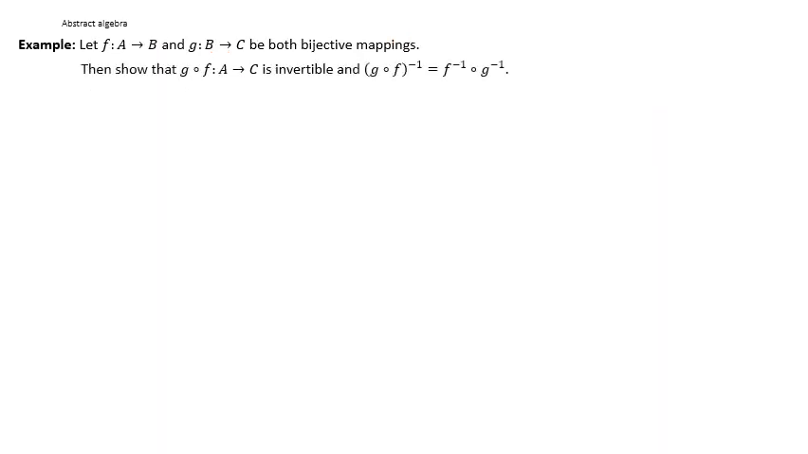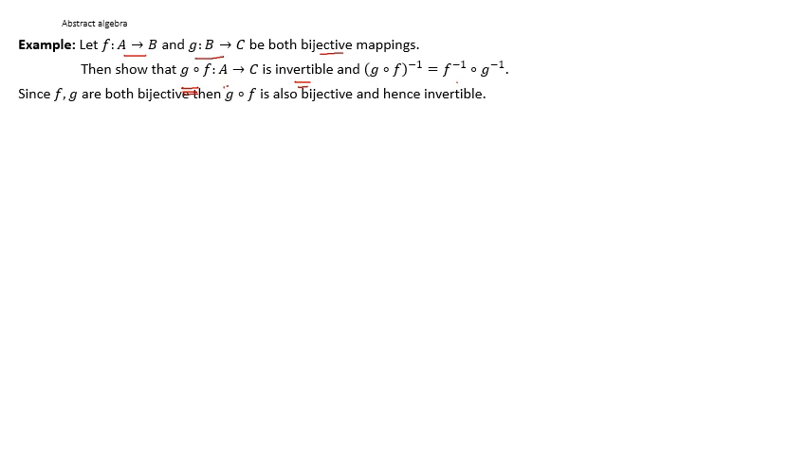Next result. Suppose F is from A to B and G is from B to C are both bijective mappings. Then G∘F, which is a map from A to C, is invertible, and (G∘F) inverse is actually F inverse G inverse. So basically we have to show that if both the mappings are bijective, then the composition of mappings is also bijective.